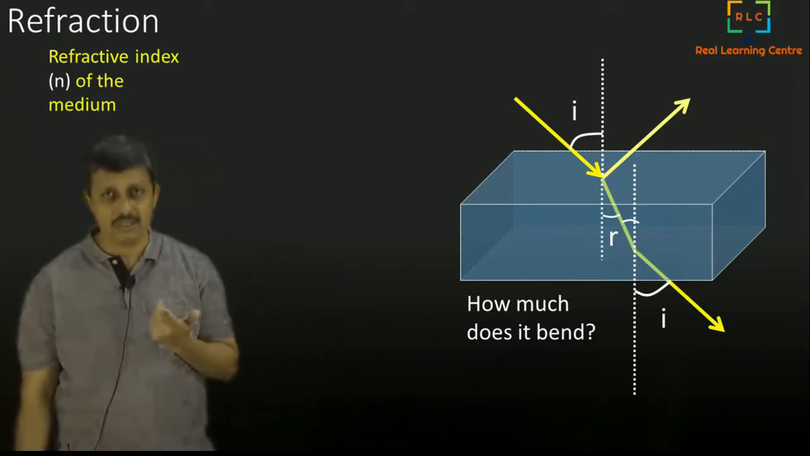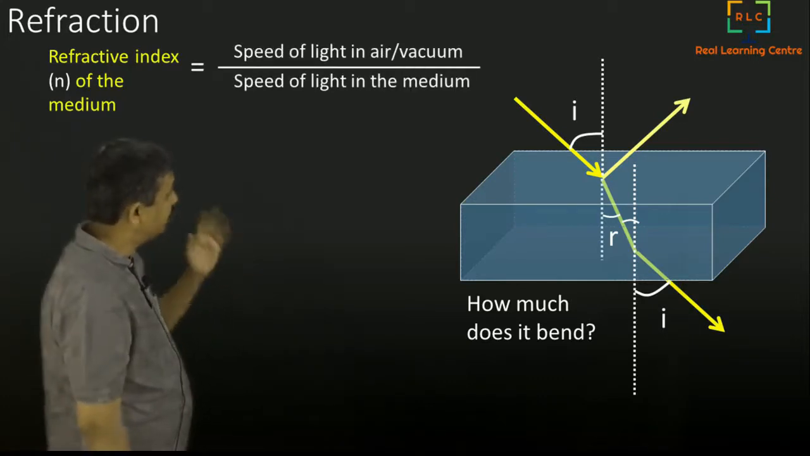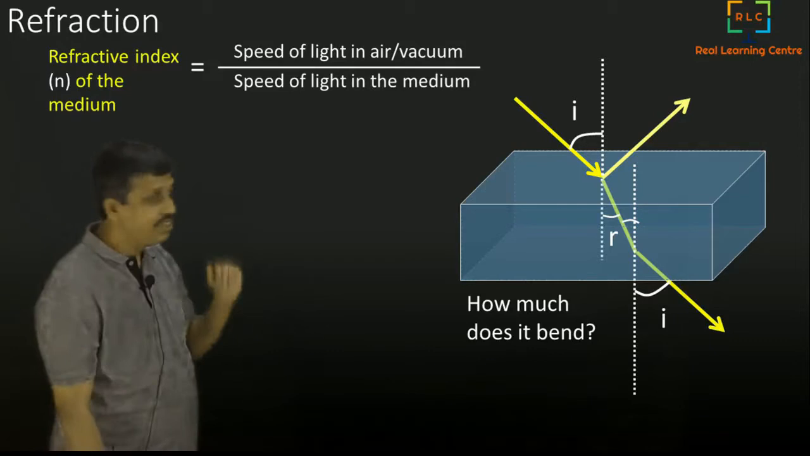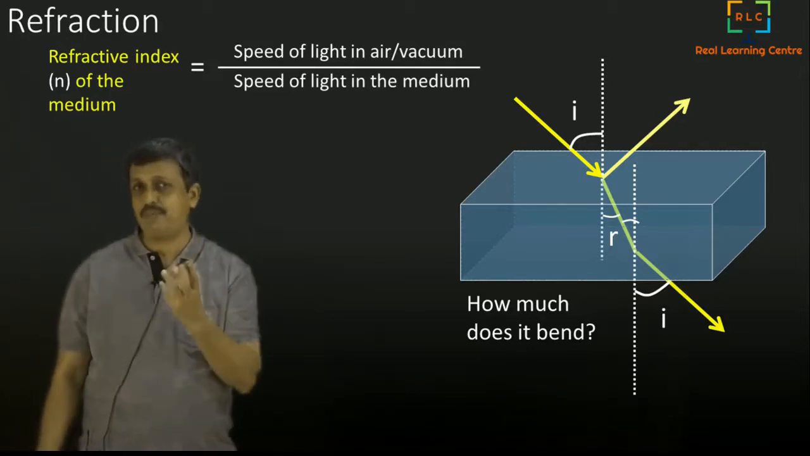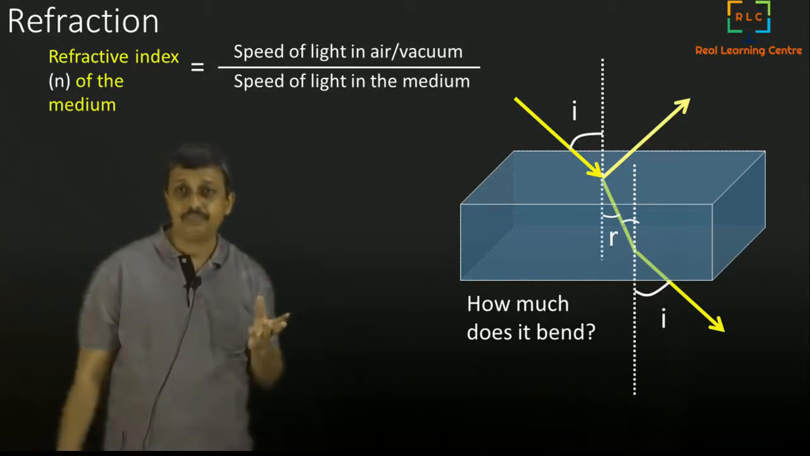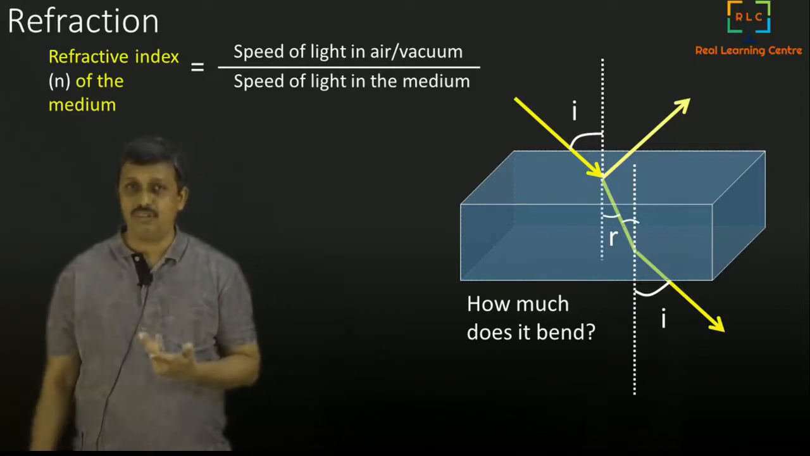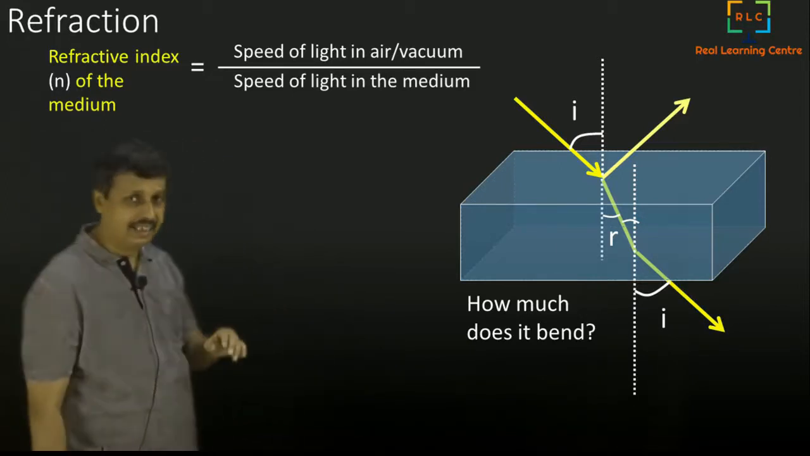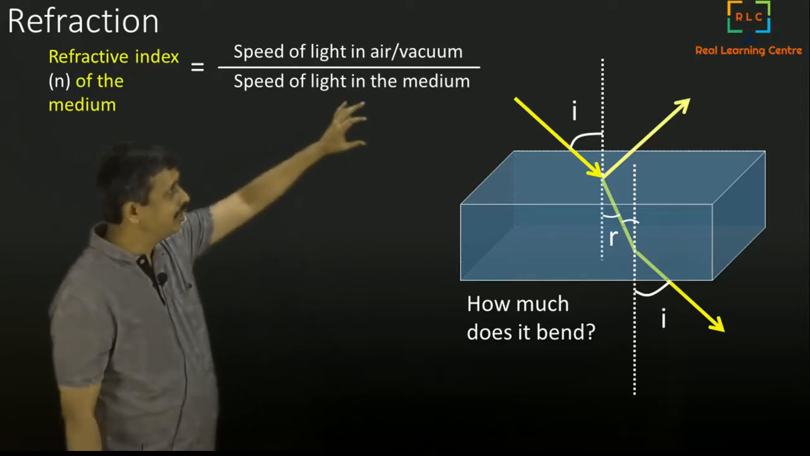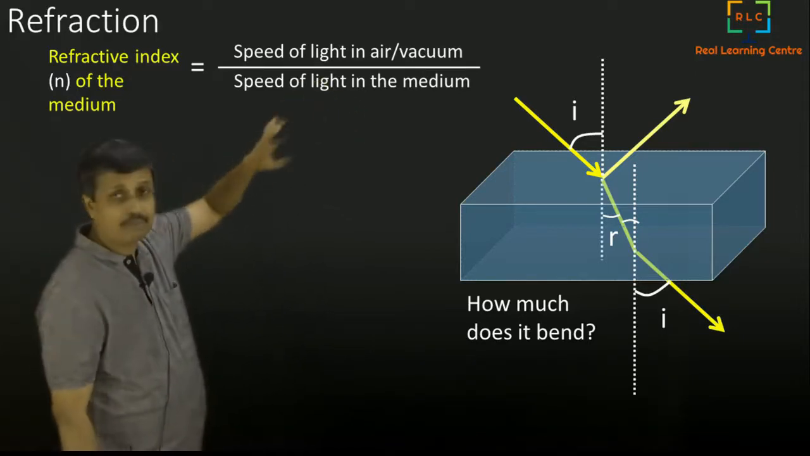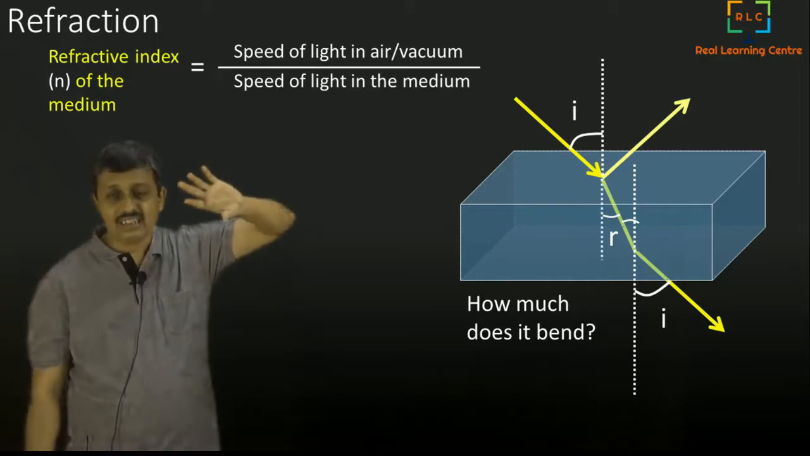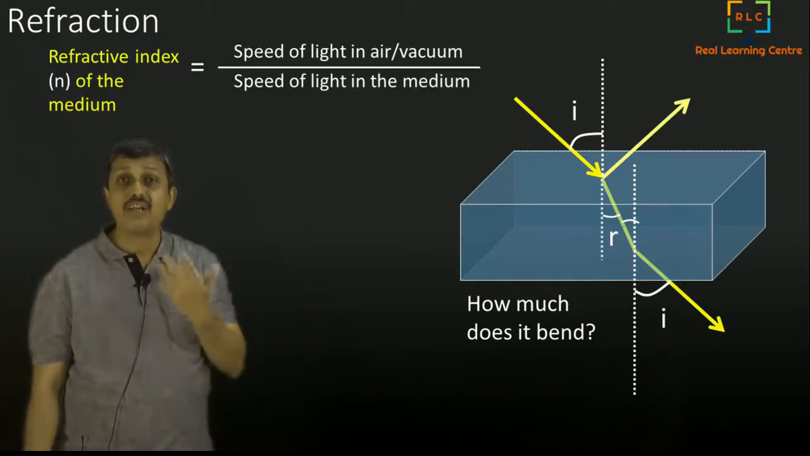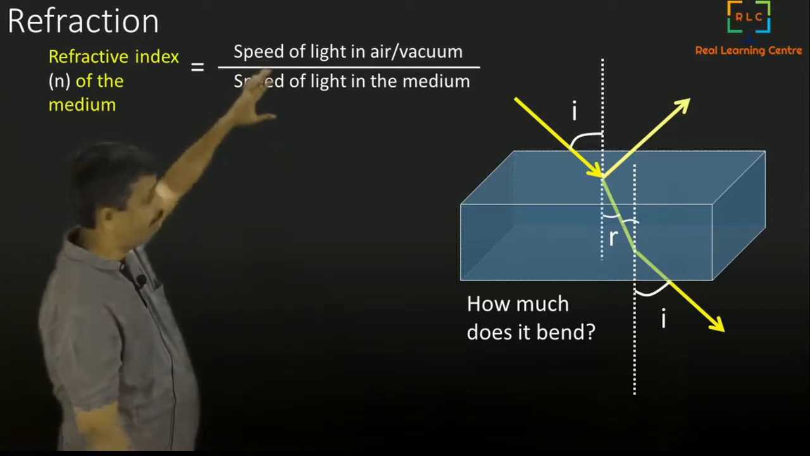Refractive index is nothing but actually the speed of light in air or vacuum divided by speed of light in the medium, given medium. In this case, it is glass. So if you take this ratio, it is called as refractive index. You can clearly see here actually, speed of light in air or vacuum is the maximum. It is 300,000 kilometers per second. Okay, 3 into 10 power 8 meters per second. That is the speed of light in vacuum.